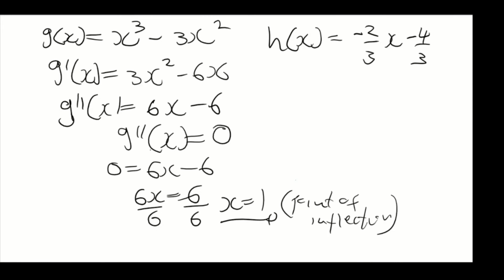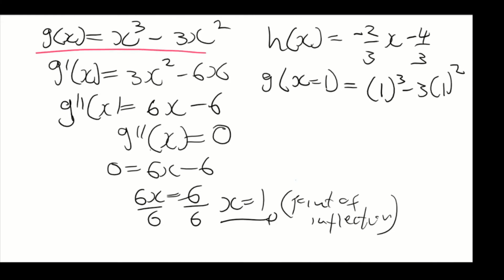So we want to know whether the graph of g of x intersects the graph of h of x at this point of inflection. So now we're going to substitute x into g of x. So g of 1 is equal to 1 cubed minus 3 into 1 squared. So we are substituting the x value in the original equation of g of x, right? Which is what we did here. So the answer that you should get is minus 2. So this is the y value when you substitute x equal to 1.